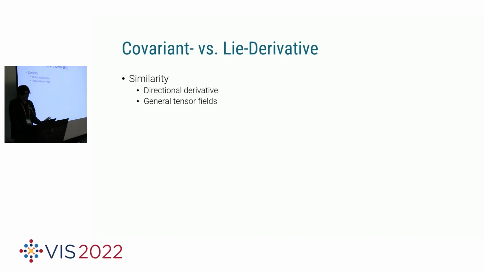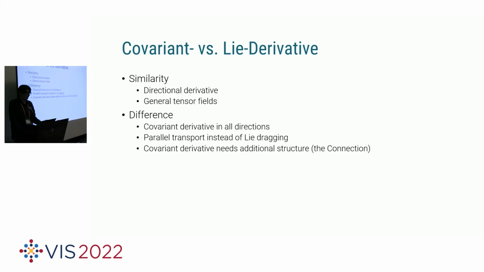All right, so I think I said that already. It's quite similar. They both have the meaning of a directional derivative. Both work on tensor fields. The difference is that the covariant derivative works in all directions at a point, and it uses the parallel transport instead of the Lie dragging. So now we have to say something more about this additional structure that we need, this connection, how we do the transfer between tensor spaces.